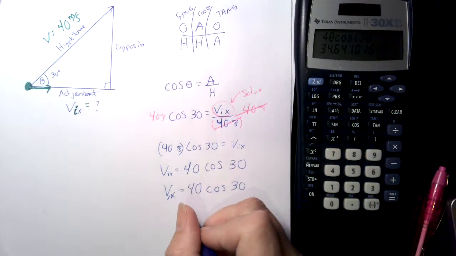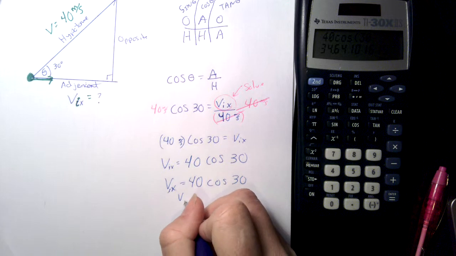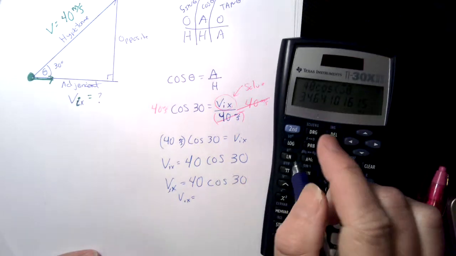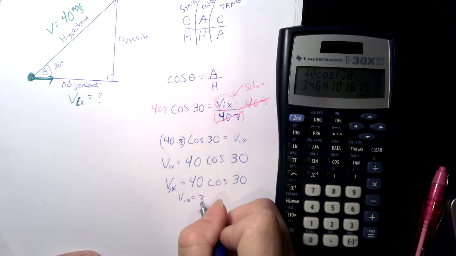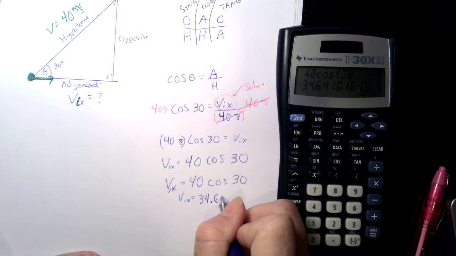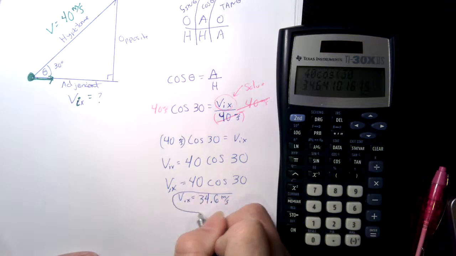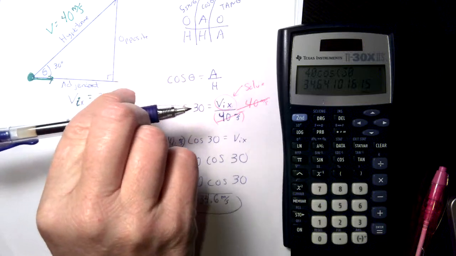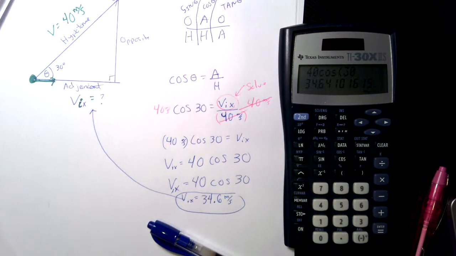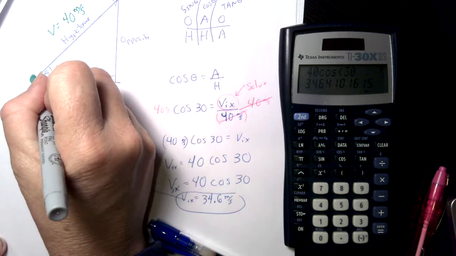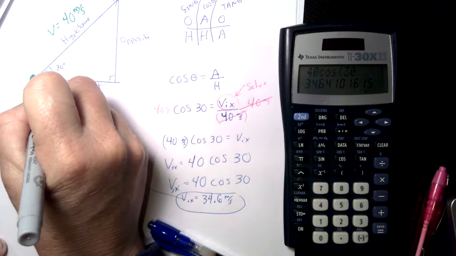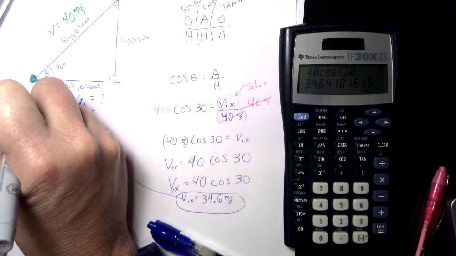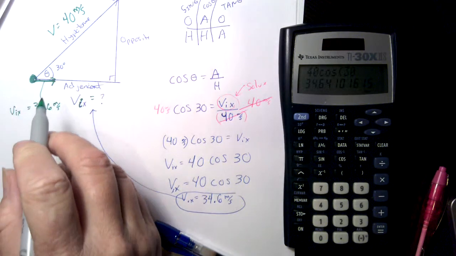So the initial velocity in the X component is not gonna be the full 40, but it's gonna be 34.6 meters per second. That's the velocity that makes the cannonball go horizontally. So that little green line right here is 34.6 meters per second, and that is the initial velocity in the x-axis. So it has to be less than 40.